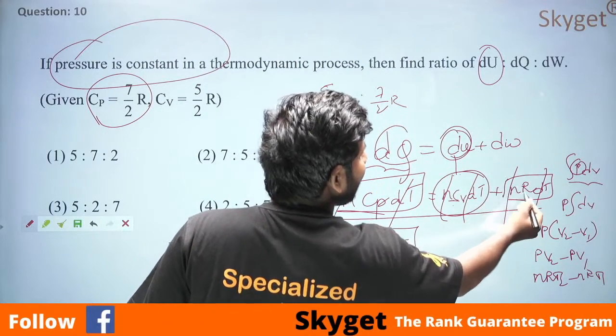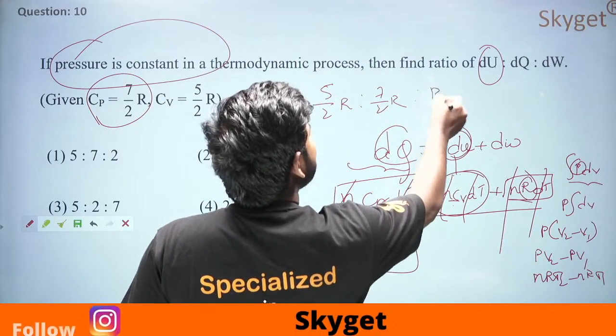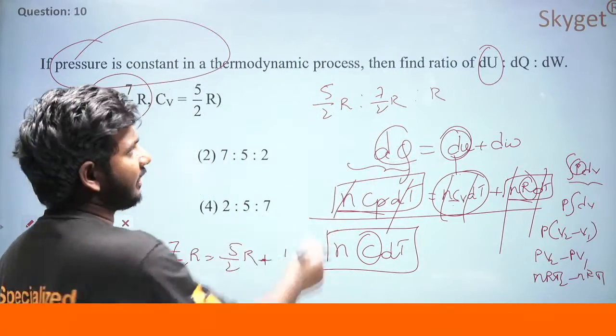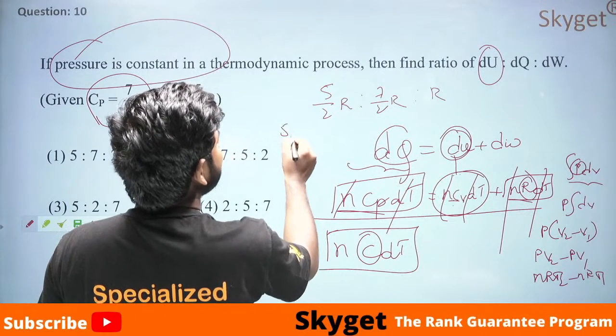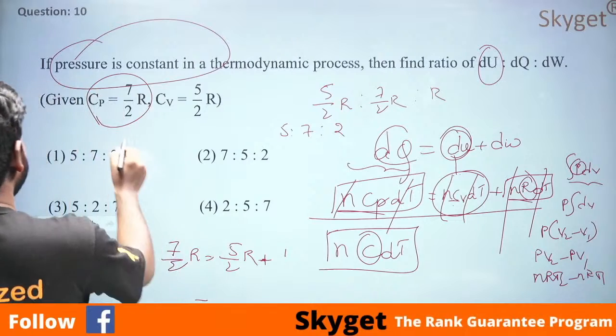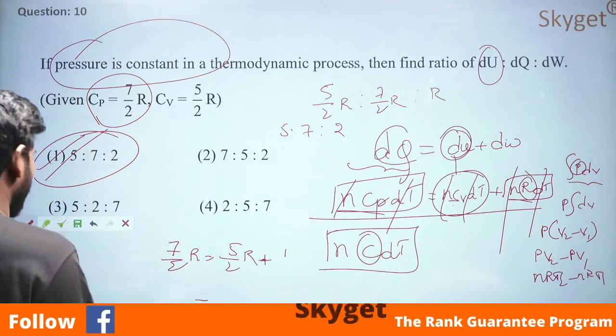For work done, it will be how much, students here? R. So what is the ratio of it? If you multiply with 2 in all the 3 fractions here, the answer will be 5 is to 7 is to 2, students. 5 is to 7 is to 2 will be the answer. That will be the first option.